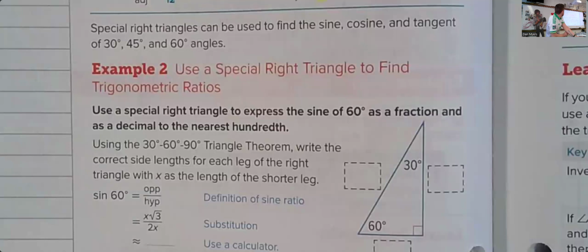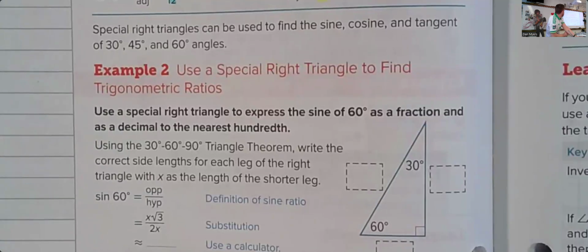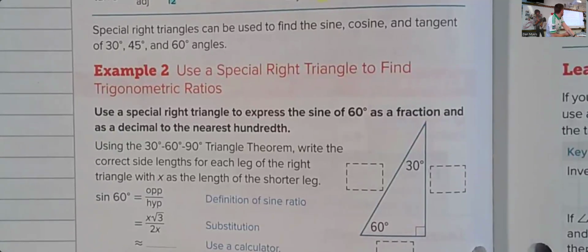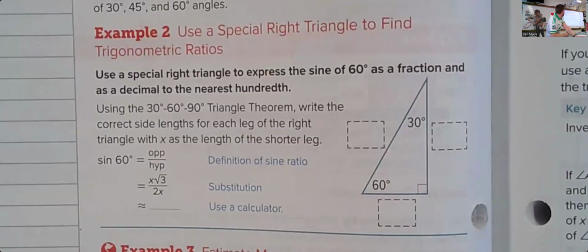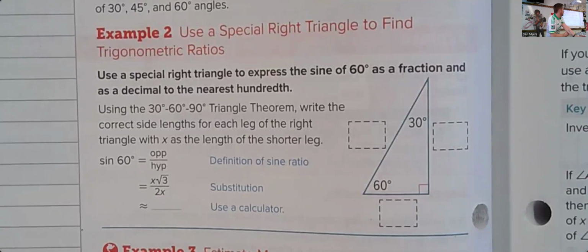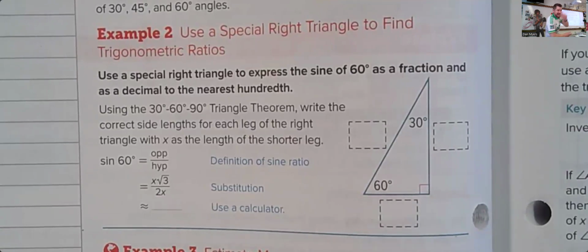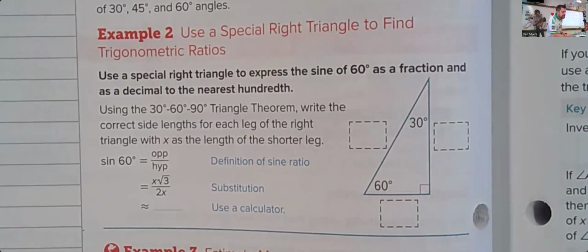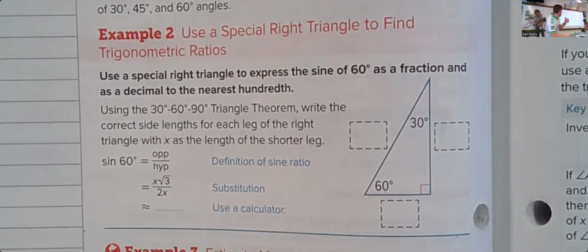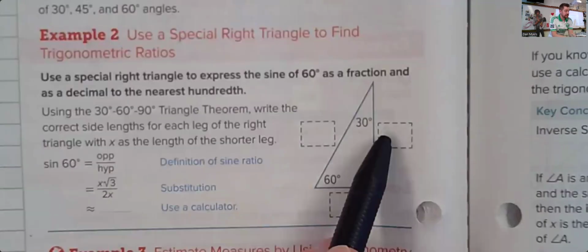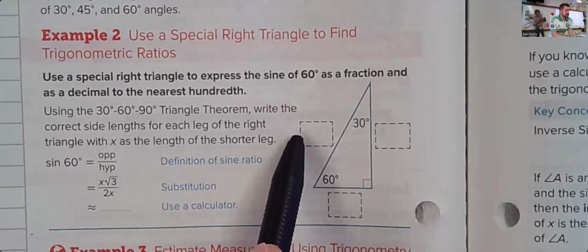All right, so special right triangles can be used to find the sine, cosine, and tangent of 30, 45, or 60-degree angles. I already showed that to you on the backs of those tardy slips. Use a special right triangle to express the sine of 60 degrees as a fraction and as a decimal to the nearest hundredth. The sine of 60 is going to be opposite over hypotenuse.